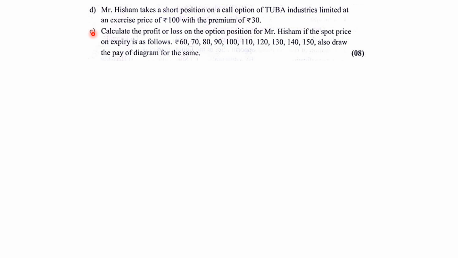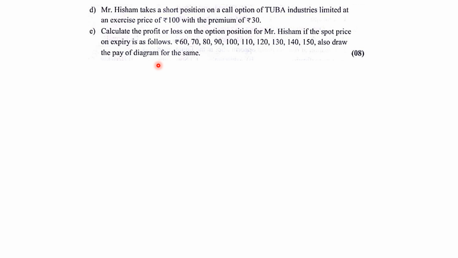So see, this is the same sum. This is wrongly printed in the question paper. Calculate the profit or loss on the option position of Mr. Hisham if the spot price on the expiry was 60, 70, 80, 90, 100, 110, 120, 130, 140 and 150. Also draw the payoff diagram for the same.